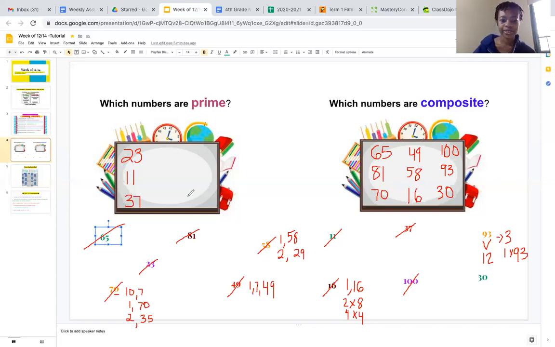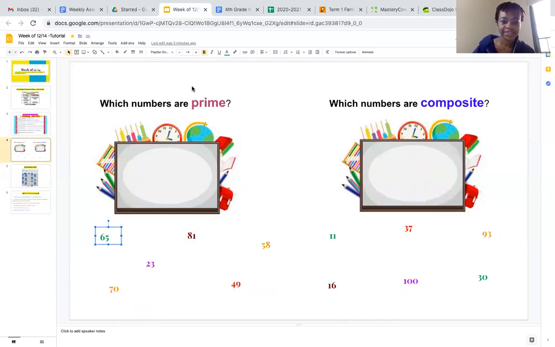So let's just have a quick look at the numbers that we ended up with in each category. We have about 3 numbers in the prime bucket. And then it looks like we have 9 in the composite bucket. So this goes to show us that if we're thinking about numbers from 1 to 100, most are going to be composite. Let's move on.